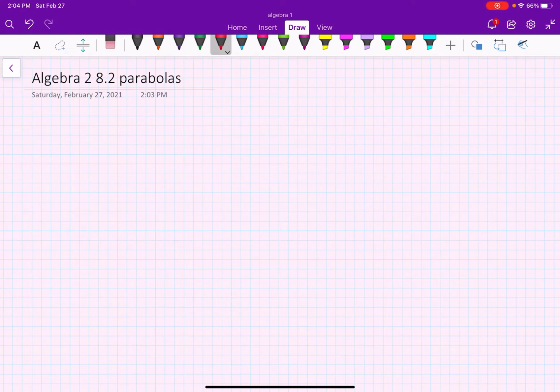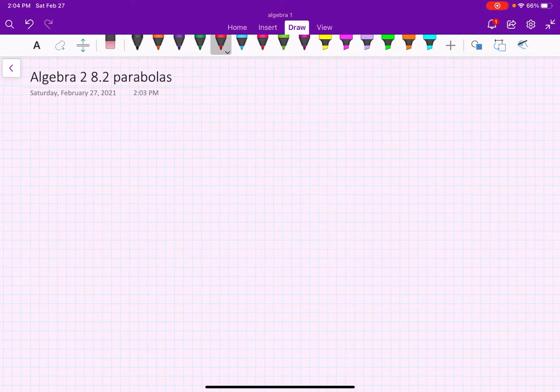Okay, what we're going to head into, this whole chapter is called Conic Sections. So the first question on 8.2 notes, it says conic sections is any figure obtained by slicing a double cone. So I have pictures there.